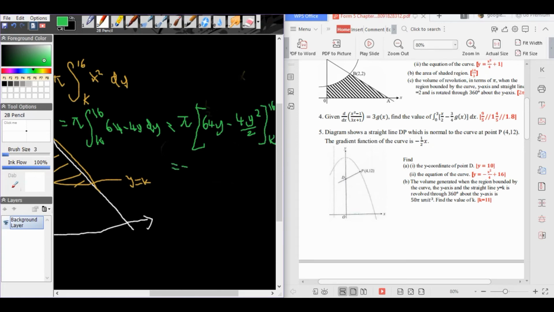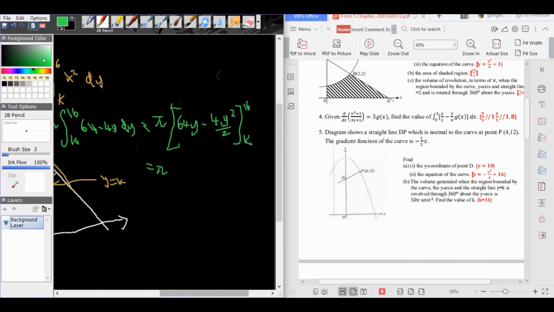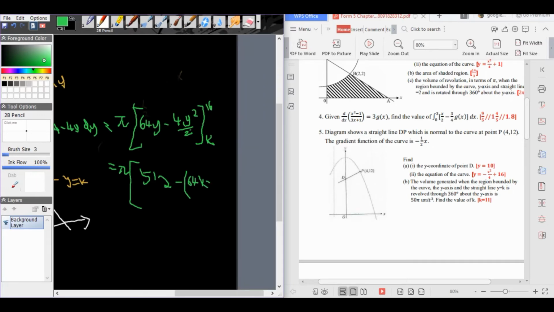So equals to pi. We substitute 16 to y. You will have 512, then minus, substitute k to y, 64k minus 2k squared. And from the question we are given the volume equals to 50 pi. So this is equal to 50 pi.